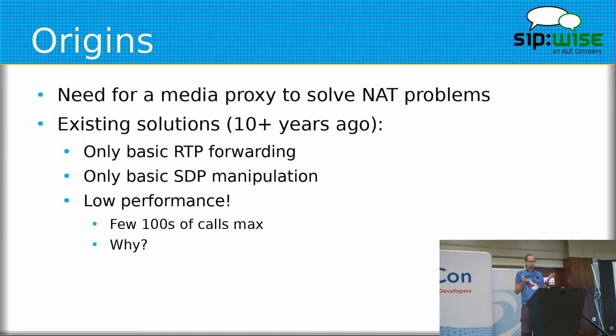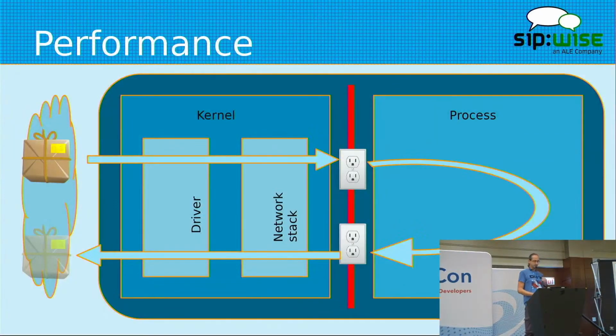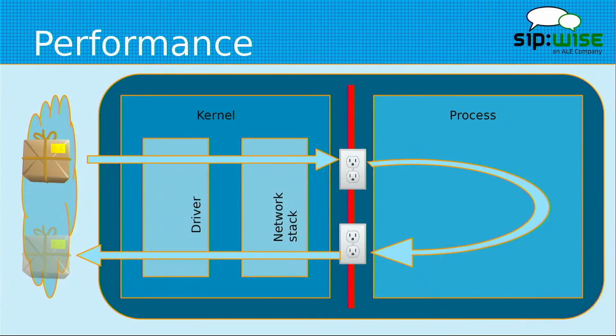So in order to understand why this happens, and this was not because the software was written badly. You can optimize this as much as you want, but you will always run into some kind of bottleneck there. So to understand why this happens, we need to get our hands a little bit dirty. This is basically what happens in a media proxy.